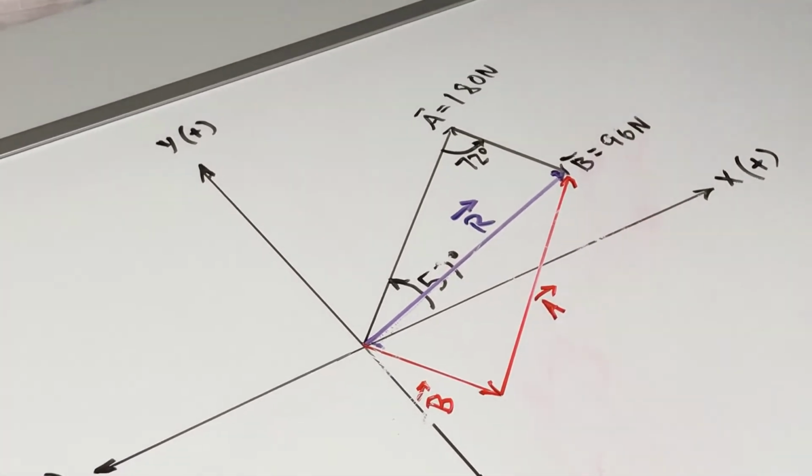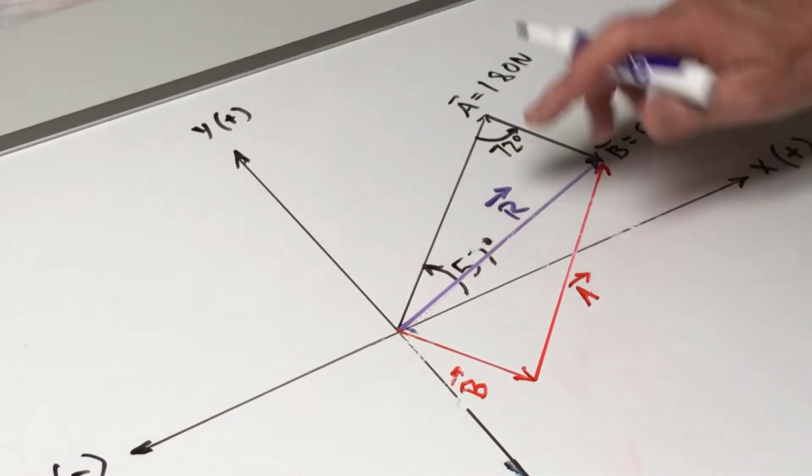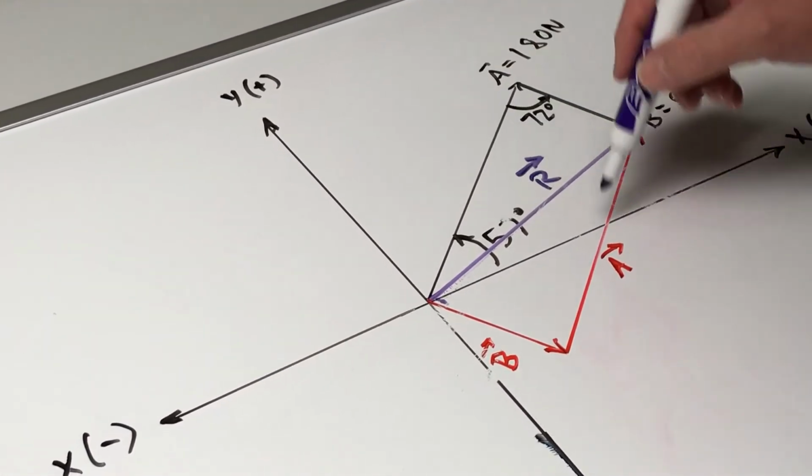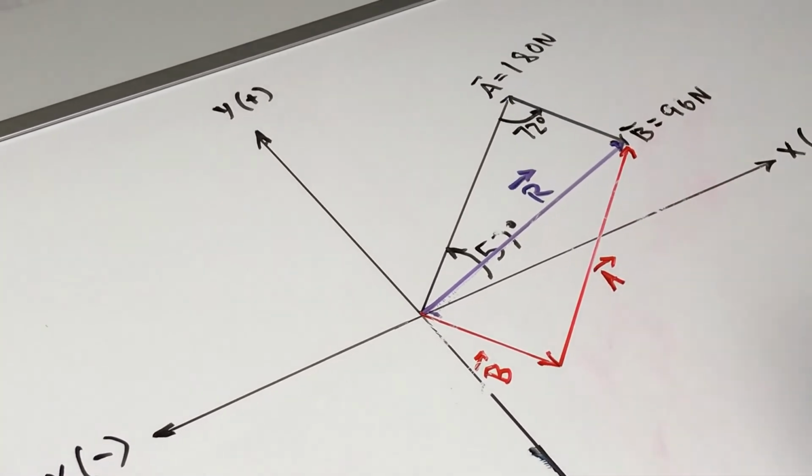So what we end up with here is a parallelogram that is bisected, or cut in two, with two triangles. This triangle with the black lines and the purple line, this one with the red and the purple lines. So we have two triangles here.